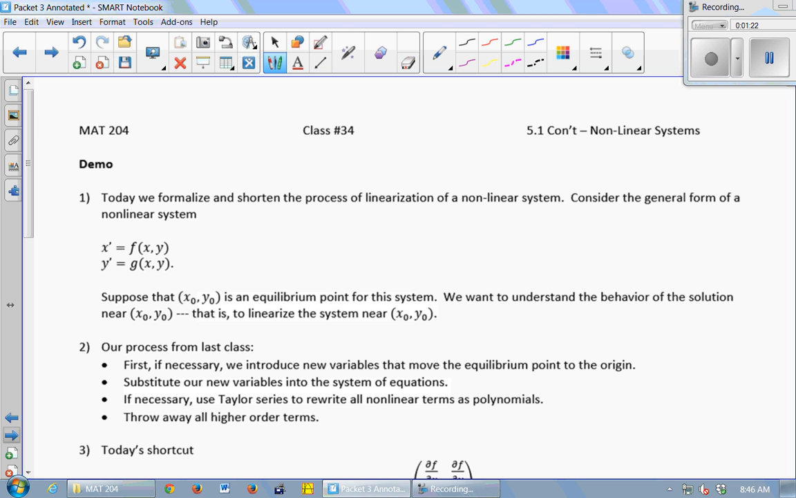Okay, so we have this nonlinear system. X prime is some stuff with x's and y's in it, and y prime is some stuff with x's and y's in it.